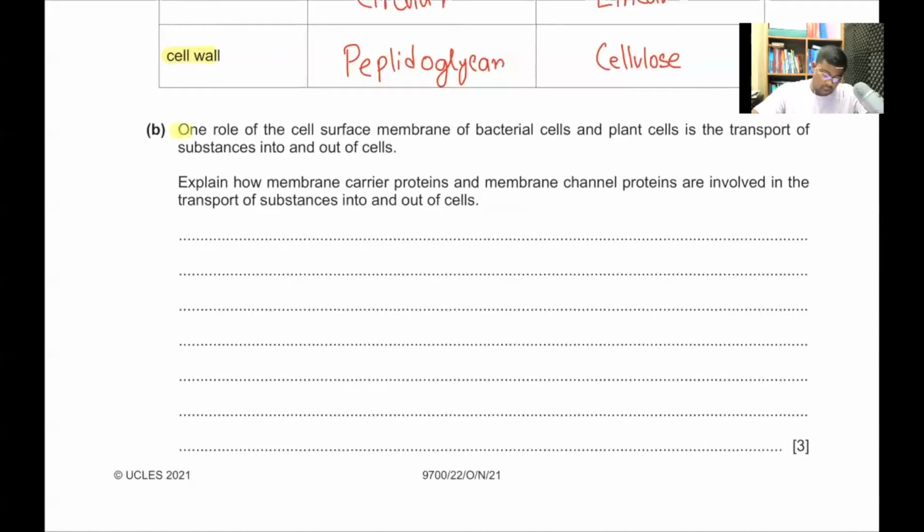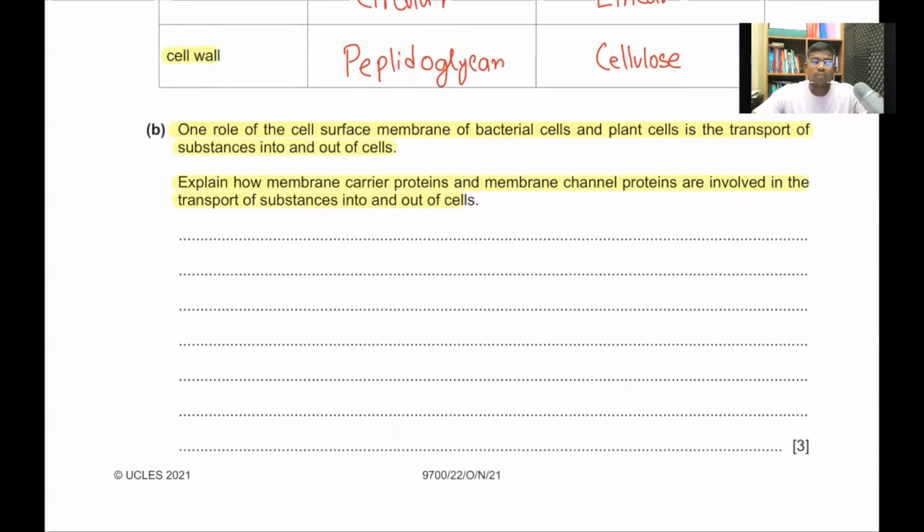Part B. One role of the cell surface membrane of bacterial cell and plant cell is the transport of substances into and out of cells. Explain how membrane carrier proteins and membrane channel proteins are involved in the transport of substances into and out of cells. So basically, carrier proteins are needed for active transport and facilitated diffusion. Channel protein can provide facilitated diffusion as well. Carrier and channel protein are needed for the transport of ions and hydrophilic molecules.